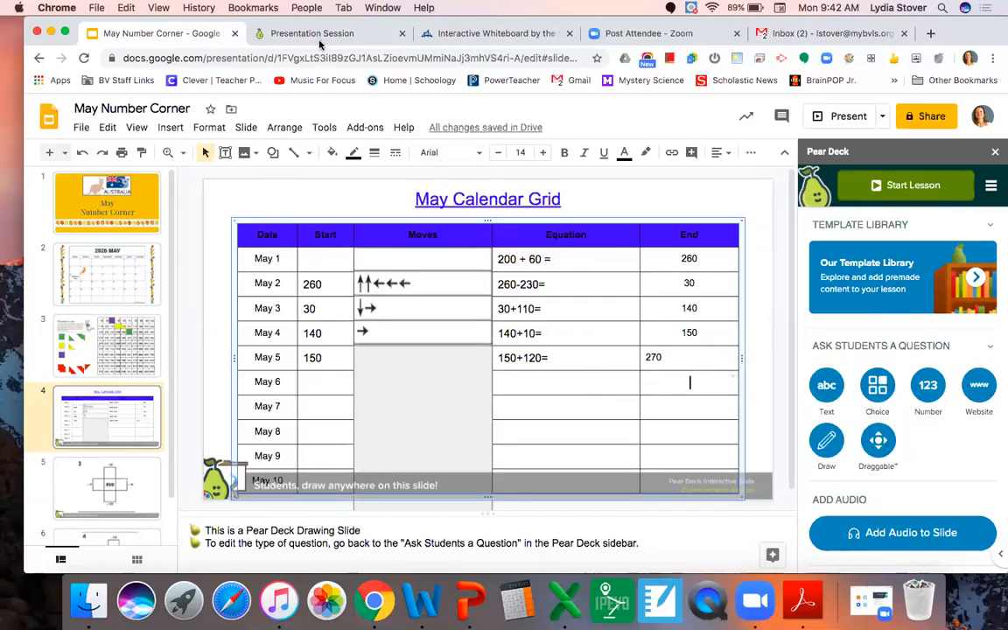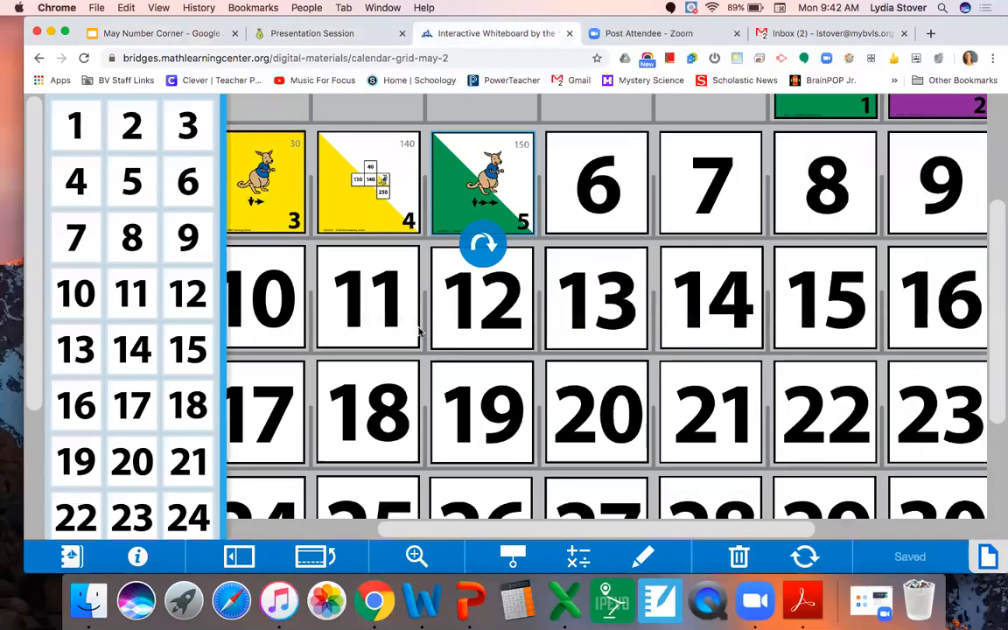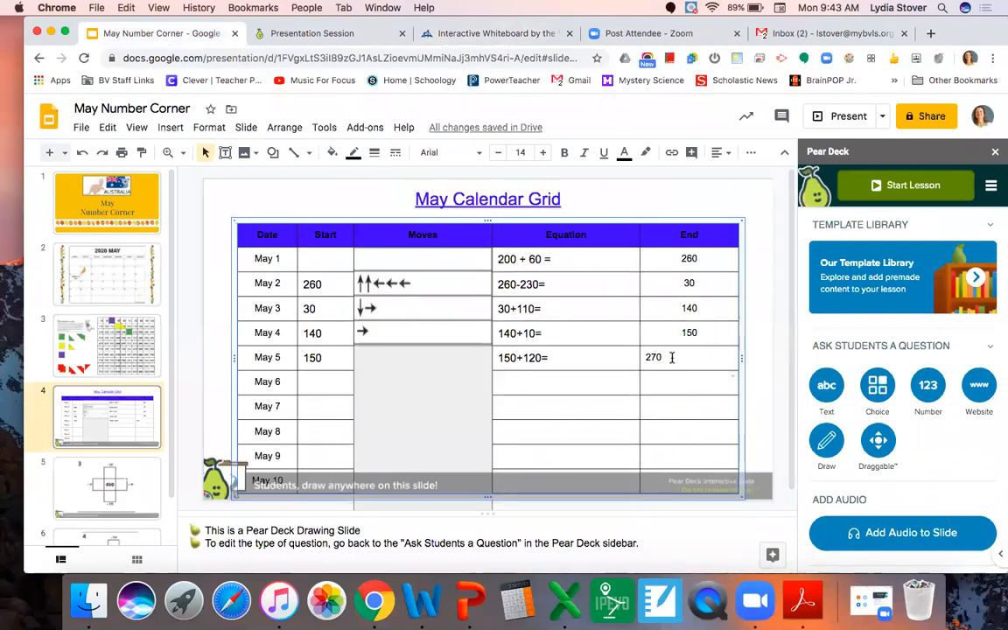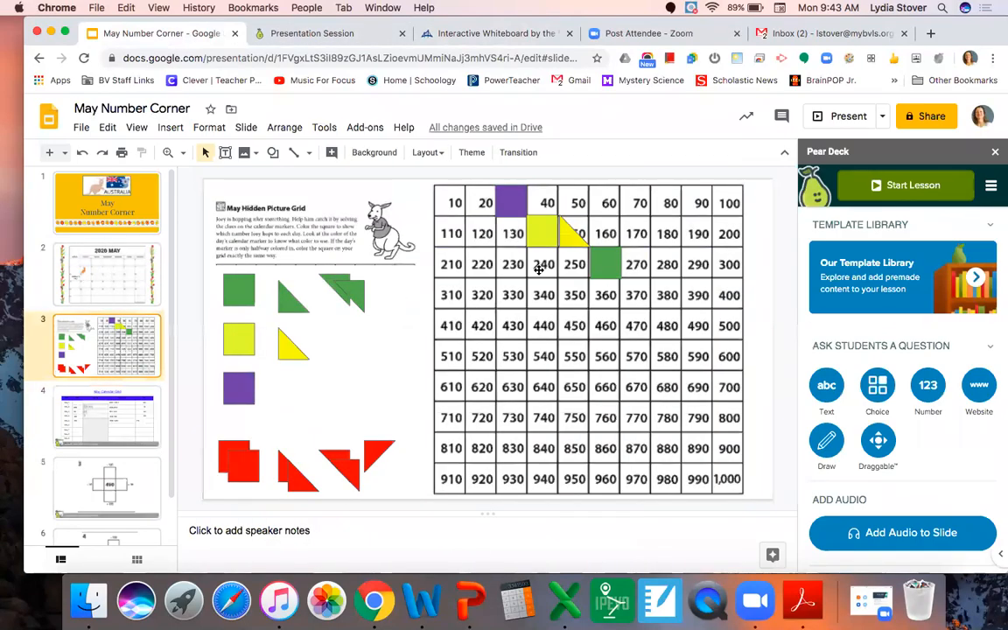All right, we're moving on to May 6th now. Oops, I forgot to color it. Let's go back to May 5th and let's color. 270 needs to be colored red.